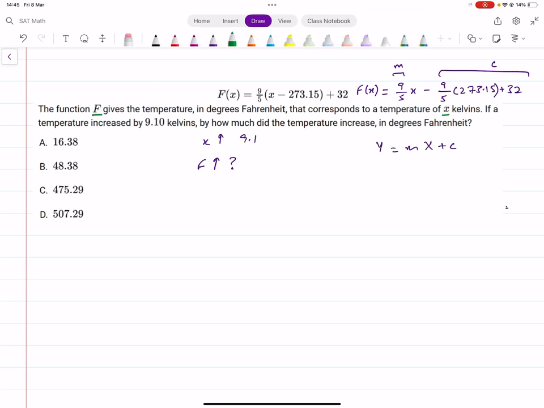Now the gradient is 9 over 5. If x increases by 9.1, how much is f going to increase by? Well, that's the rate of change of f with respect to x. What we can do is just multiply 9 over 5 by 9.1, and that's going to give us the result. You can see what that turns out to be. 9 over 5 into 9.1 should turn out to be 16.38, and that's the answer that we have.